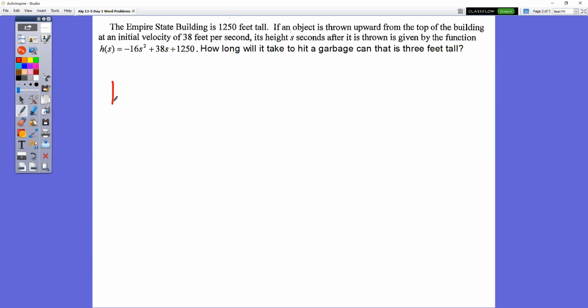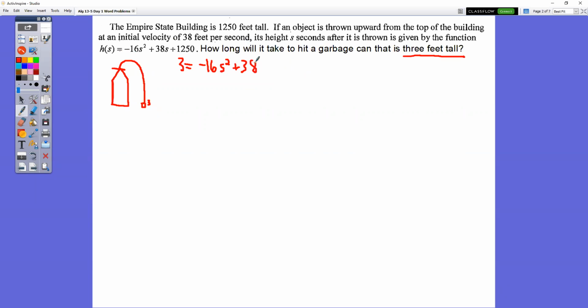So what we're doing is, here's our Empire State Building. This is my lovely drawing. We're throwing it off the top of the Empire State Building, and it is landing on a garbage can that is 3 feet tall. So unlike the previous problem, and this is super important, where we were throwing it to the ground, this one we're making it land on the garbage can that is 3 feet tall. So we're not going to set it equal to 0. We're going to set this equation equal to 3 instead.